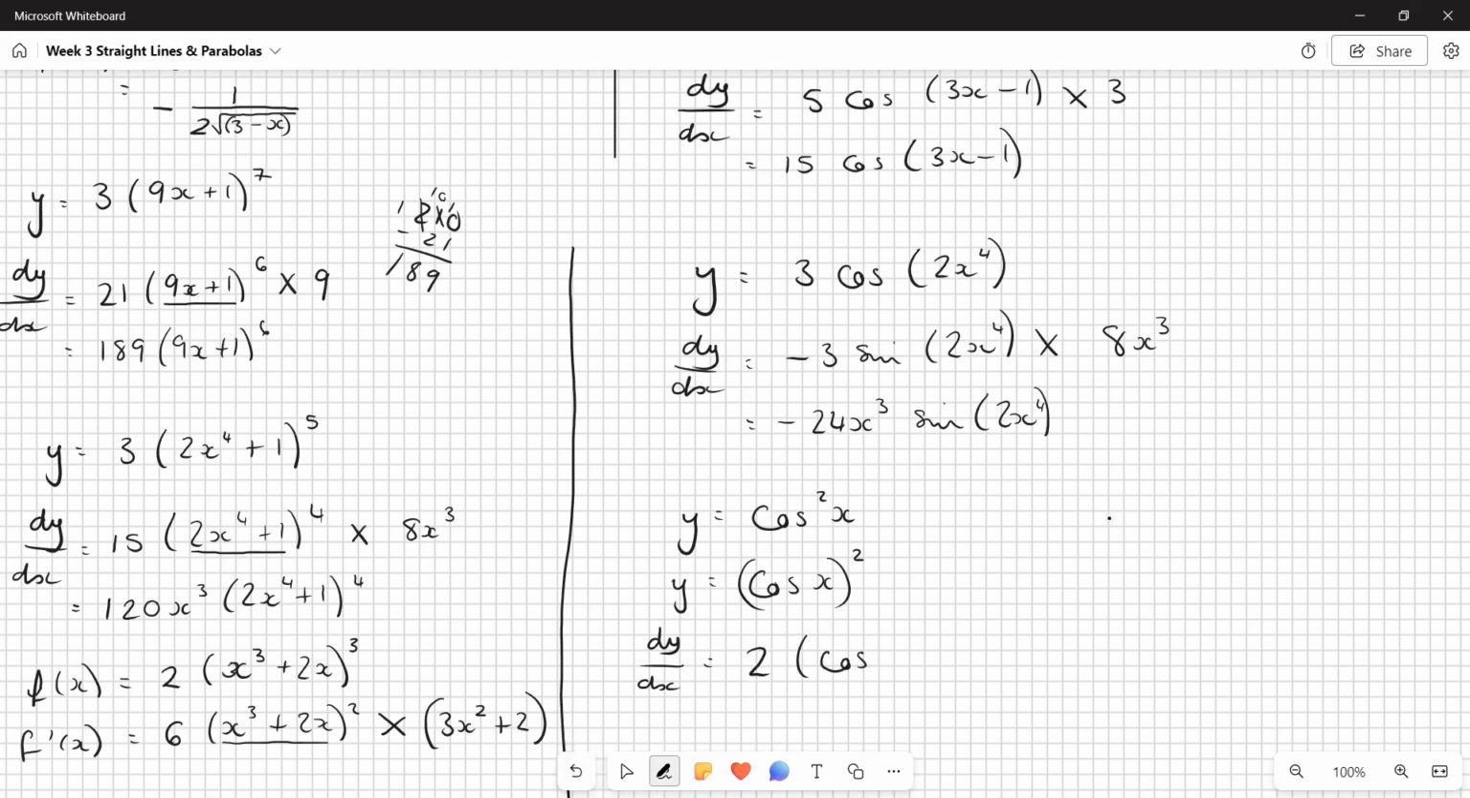2x to the power of an invisible 1. But it's not an x, so then we multiply by the derivative of our fake x, and the derivative of cos x is negative sin x. So the answer to that would be negative 2 cos x sin x. So just try to think of the pretend x, okay, for these styles of questions.